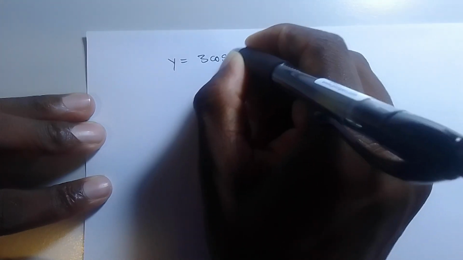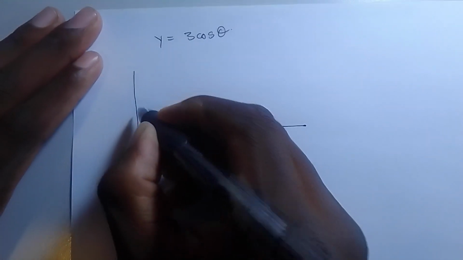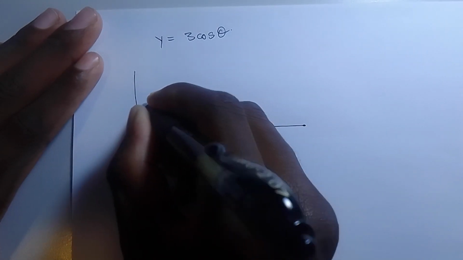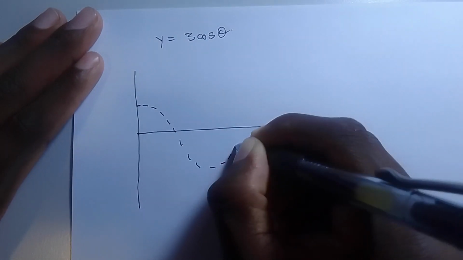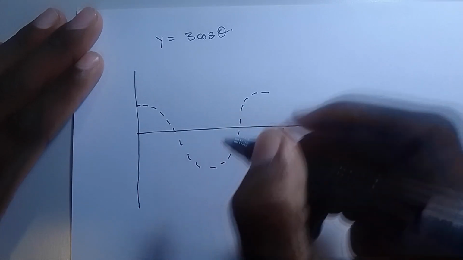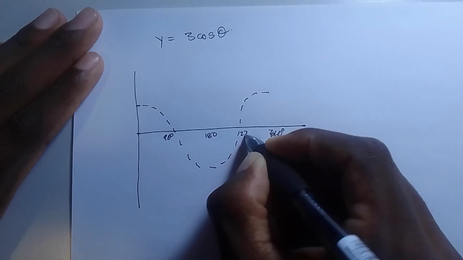Now let's go to cosine. For cosine, we are first going to look at y is equal to 3 cosine theta. It's the same thing for cosine and sine. So in this case, I'll first show the normal mother graph for cosine, just to show the difference between the two. So the mother graph for the cosine looks something like this. This is 360. This is 180. This is 90. This is 270 degrees.